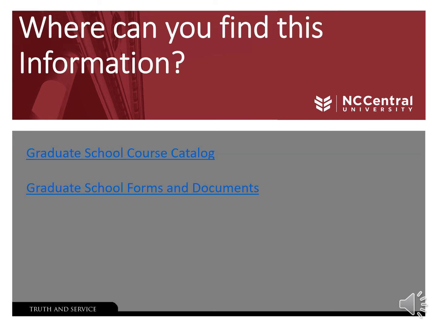Where can you find this information? You can find detailed information about these policies and procedures in the Graduate School Course Catalog or Graduate Student Handbook. And to find the forms needed for some of the procedures, you need to visit the Graduate School Forms and Documents website.